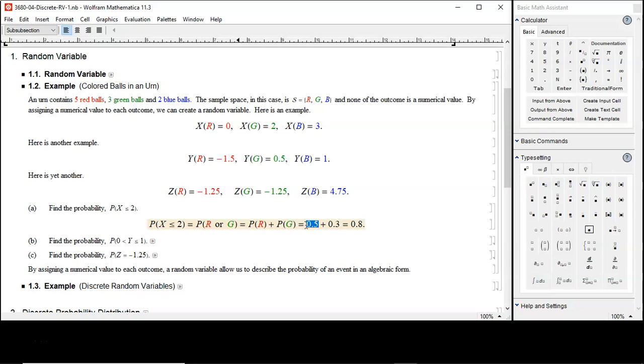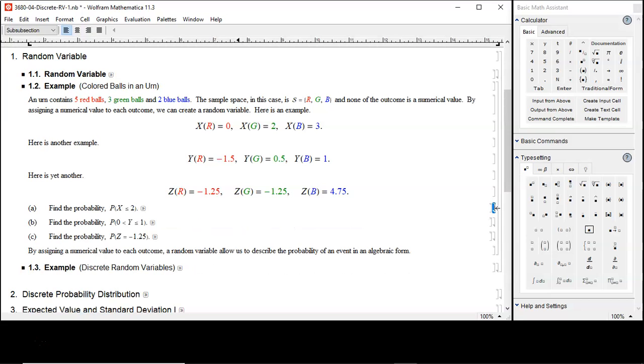And yes, this is a probability. So red or green. So we have this probability. If you express it like this, red or green, then this is just a logical expression, nothing more. But that's equivalent to this algebraic expression. So using a random variable, you can rewrite the condition for the sample space and outcomes in an algebraic expression. That's what this random variable does.